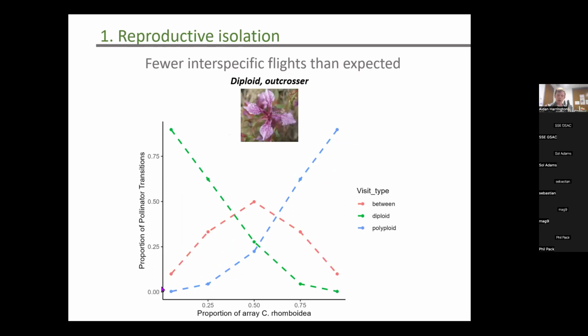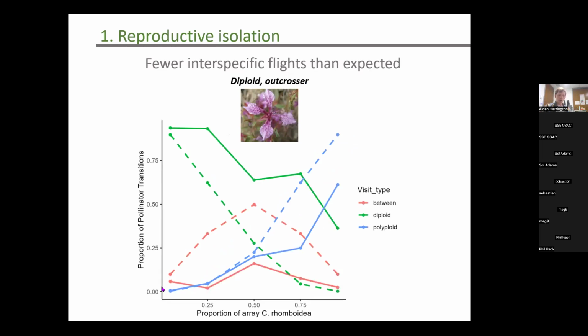Okay, so now we're looking at rhomboidea, the polyploid, paired with the diploid outcrosser. We have the same setup as far as our axes and our expectations. And what results do we see? Essentially we get the opposite result, where instead of having disproportionate visits to the polyploid, we actually have disproportionate visits that are staying within the diploid. So most bees are just happy to stay visiting Clarkia virgata, even though it becomes quite uncommon in the array.